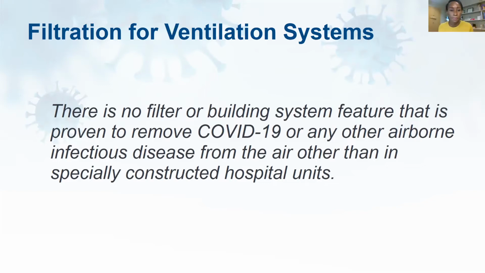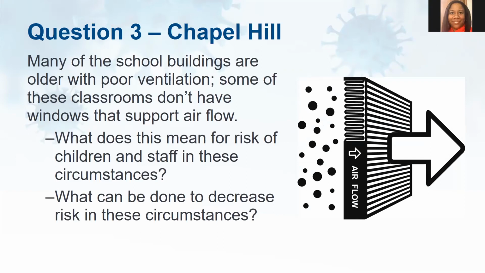Next slide. Many of the school buildings are older with poor ventilation. Some of these classrooms don't have windows that support airflow. What does this mean for the risk of children and staff in these circumstances? And what can be done to decrease the risk in these circumstances?